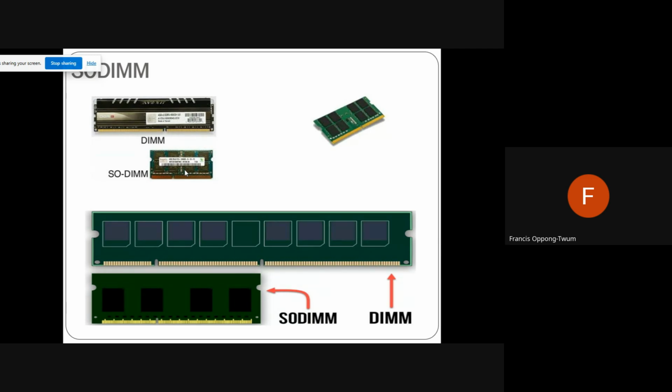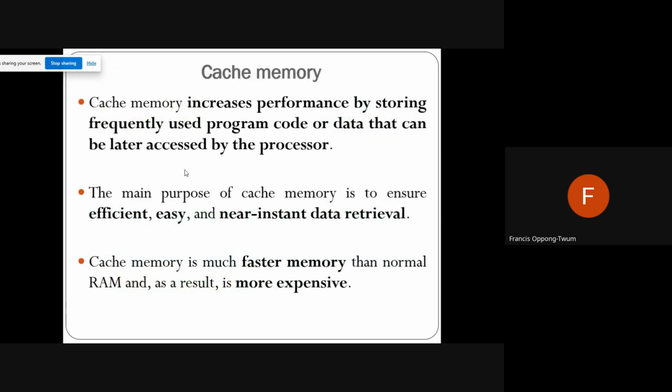So if you look at the desktop memory and the laptop memory, they are different. You see that the laptop memory is quite a bit smaller, and the desktop is a little bit bigger than the laptop. So please get to know the difference. I've shown you the picture on the screen, and I think most of you, wherever you are practicing, have seen some before. Once you open your laptop, the memory in it is a SODIMM or something. In computing, we also have what we call the cache memory.